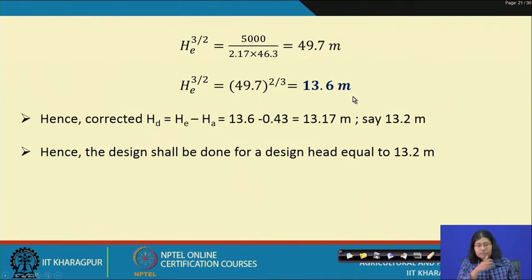So, the HE comes out to be 13.6 meter. Hence, the corrected design height is a subtraction of HE minus HA, where HA is the velocity of approach. Now, it comes out to be 13.2 meter. Hence, the design shall be done for a design head equal to 13.2 meter.